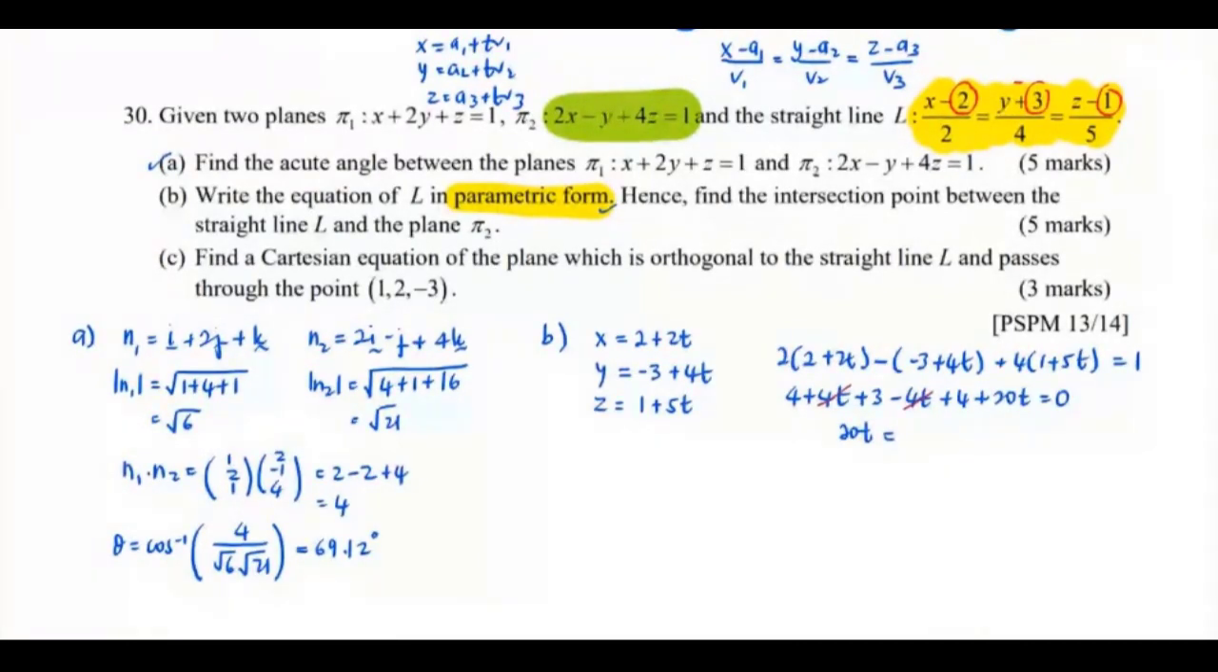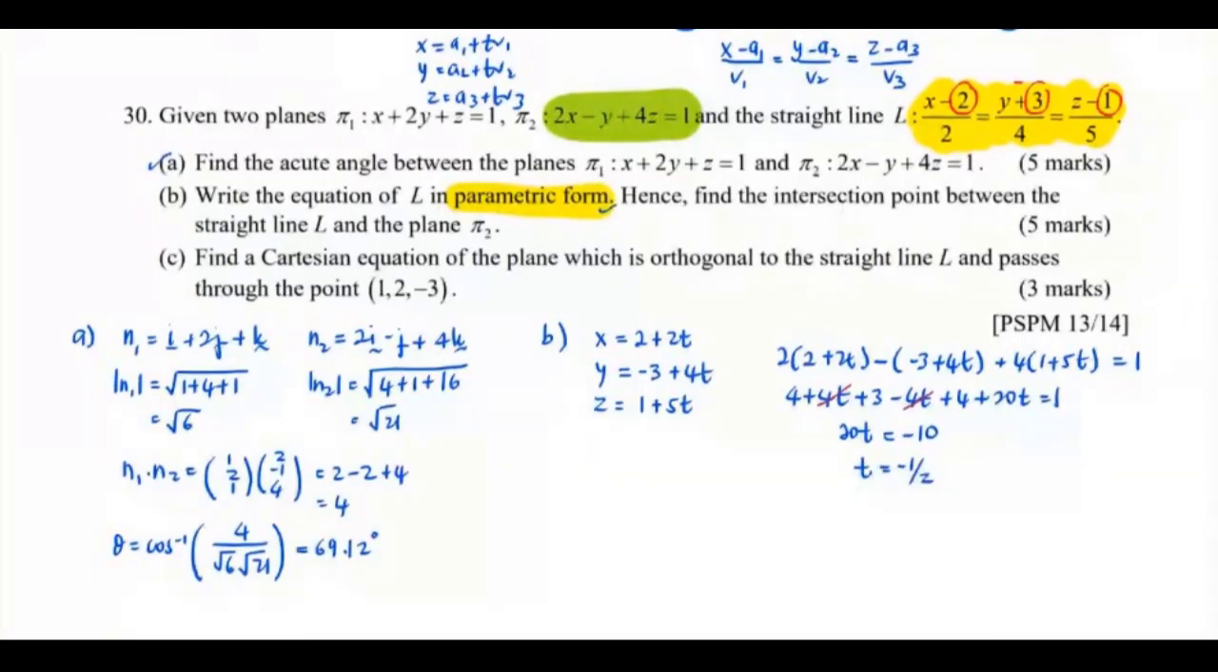7 plus 4, here should be 1, right? This should be 1. So directly we have negative 10. So t will be negative half.